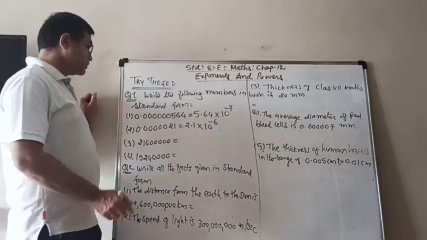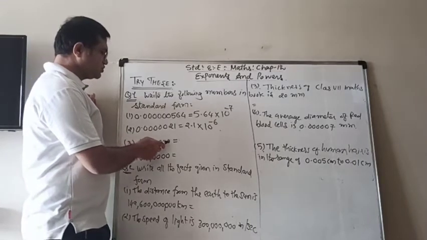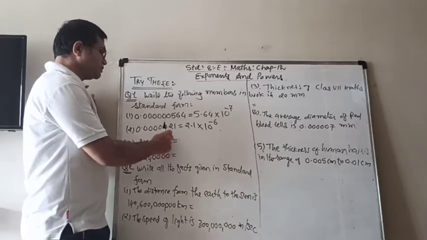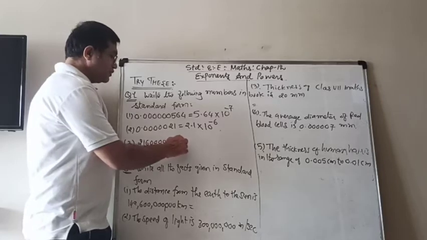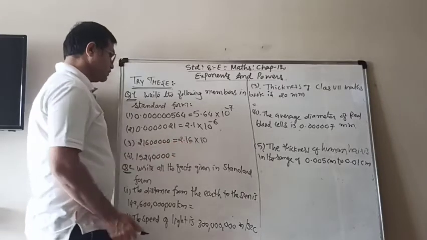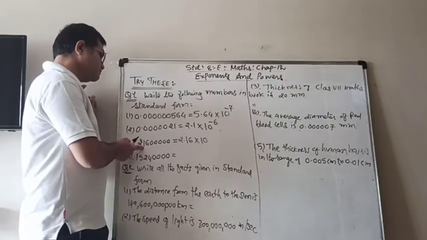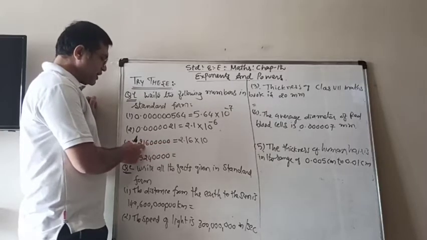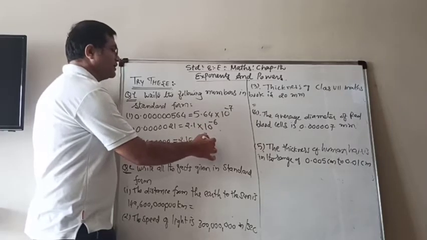Another one. Here you can see that 216,000,000. When there is no decimal point, it must be at the last. Now I want to write down as 2.16. Then how many places do we have to move? So here 1, 2, 3, 4, 5, 6 and 7 digits. So 10 raised to plus 7 here.